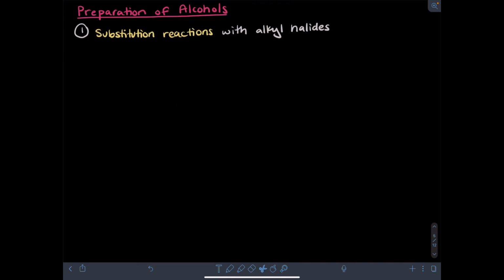I want to review some methods that we've already seen for preparing alcohols. One method is substitution reactions involving alkyl halides. If you have a primary alkyl halide, you can prepare an alcohol by treating the primary alkyl halide with a hydroxide anion. This reaction would occur by an SN2 mechanism, meaning you would have a nucleophilic attack and loss of the chloride leaving group in the same step.